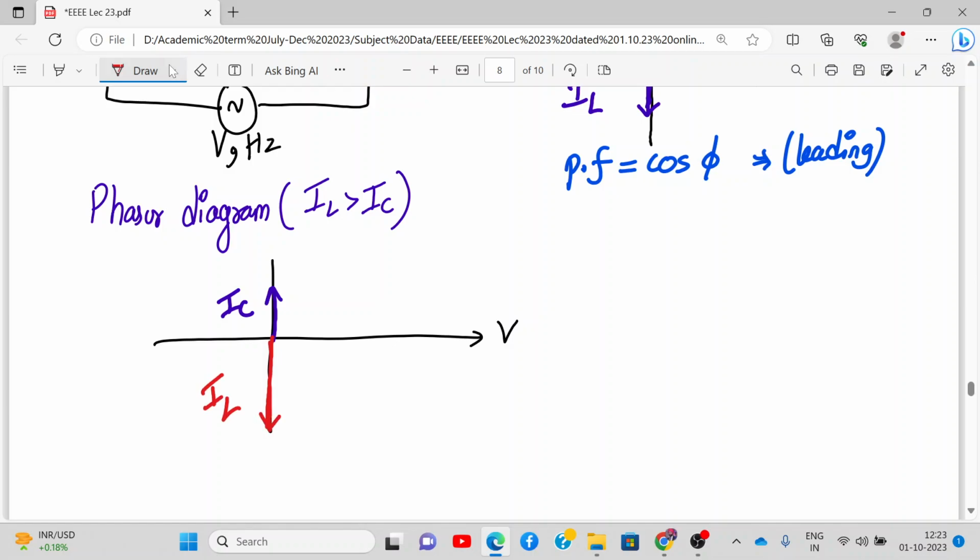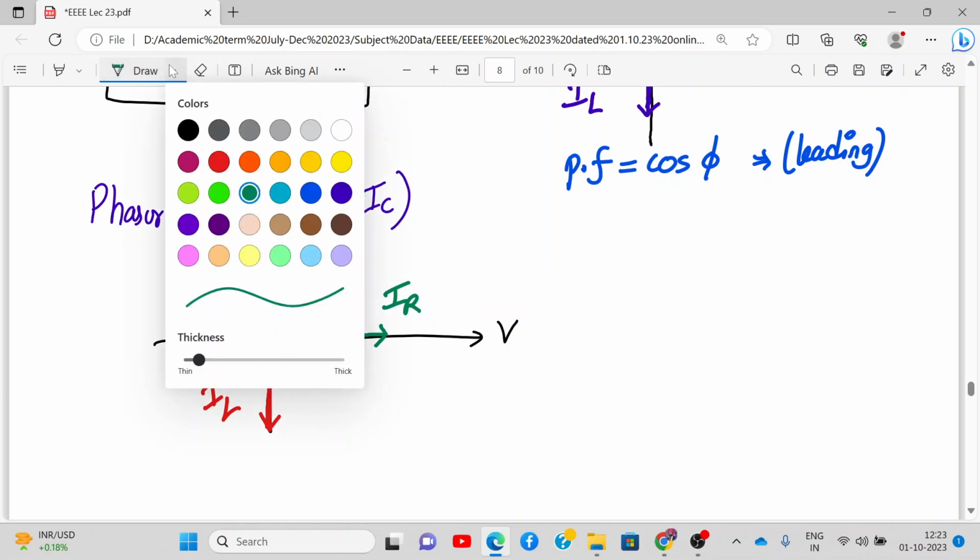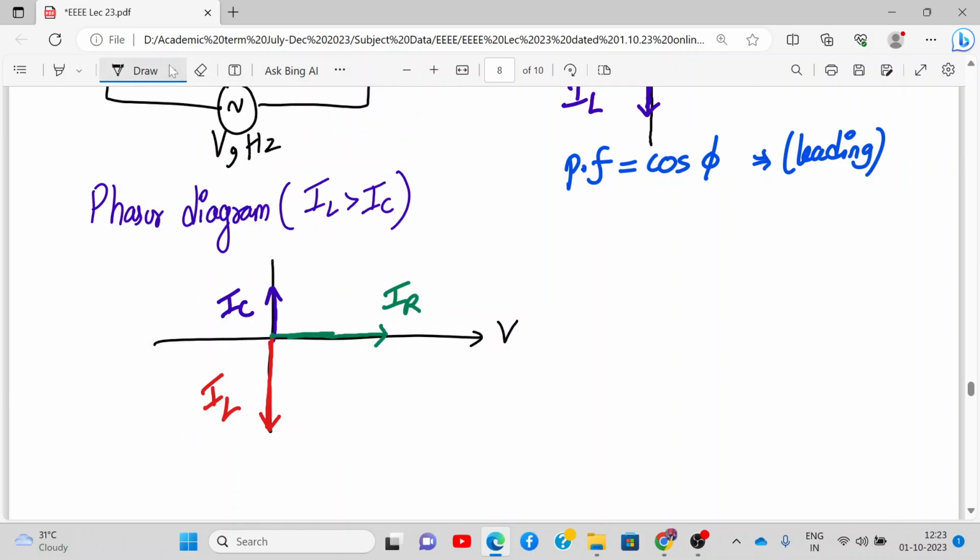Okay, where is IR coming? IR is in series, right? So this is my IR. Alright. Now where is IC minus IL? IL minus IC. Why IL minus IC? Because IL is greater. So this portion is IL minus IC. Correct? And now I'll draw the equivalent dotted line. And I'll draw the equivalent over here. So this is my I. And this is my phase angle phi.